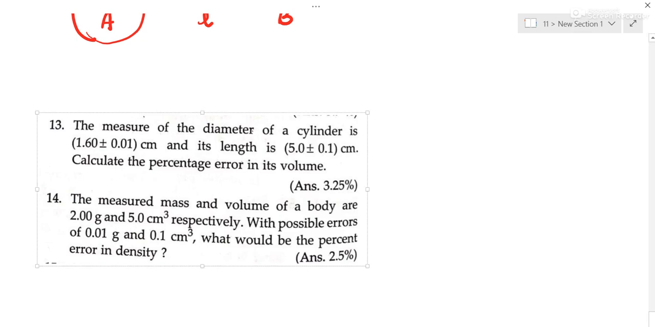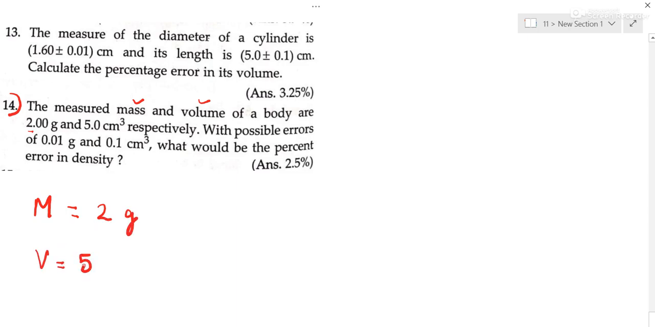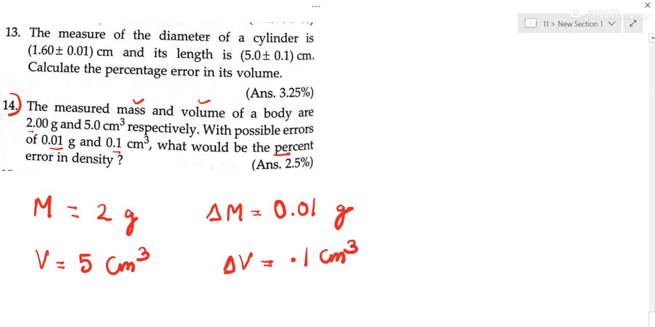Here we'll take this 14th numerical. Okay, 13 is not to be done now. I'll cover it later with some topic. So here mass and volume. This is mass, main value 2.00, that is 2 gram. Volume is 5 cubic centimeter. Errors have been given this and this. So this is error in mass, first value 0.01 gram. And error in volume is 0.1 cubic centimeter. What is the percentage error in density?